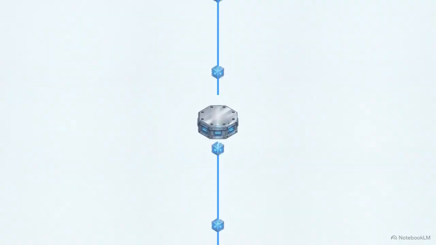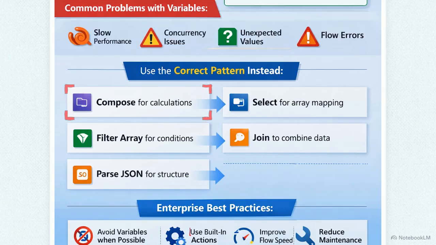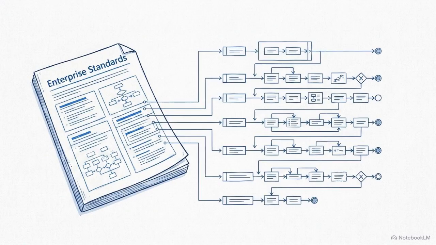Transitioning your architecture requires replacing specific variable habits with their native action counterparts. This guide outlines enterprise patterns. Replace set variable with compose. For array mapping, use select to remap data instantly. Use filter array to evaluate conditions against the entire dataset. Finally, use join for strings and parse JSON for schemas without nested variables. Understanding these one-to-one replacements is the key to building more efficient systems.